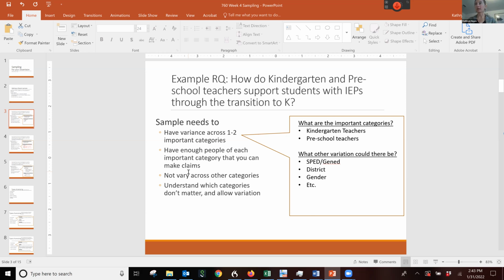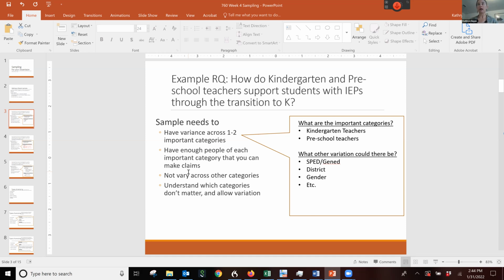So if I'm selecting a sample, whether that's survey or interview, and I want to make sure I have variance across one or two important categories, think about the important categories of people here. The most clearly important one is that I would want to make sure I have kindergarten teachers and preschool teachers, whether I have a survey or interviews, and that I have enough of each. So if I was to do 10 interviews in an interview study, I wouldn't want 9 kindergarten and 1 preschool. But we want to think about, is there any other variation that we should be thinking about?